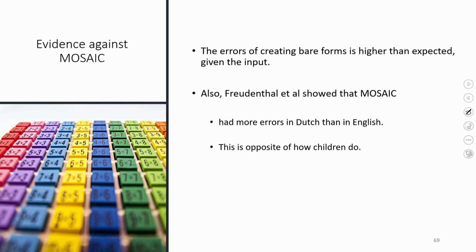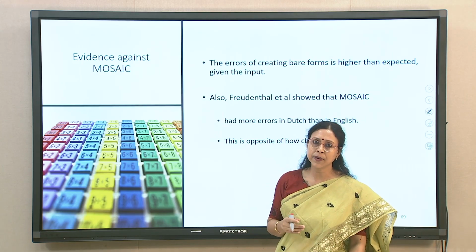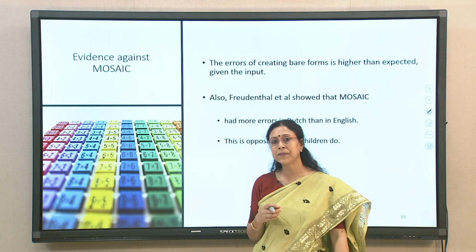Makes sense, but then there is some evidence against Mosaic also. Evidence as in, there are some cases where Mosaic could not answer the questions that arose. One was that the error of creating a bare form is higher than expected given the input, because this model is based on comparing the occurrence of words in different formats across context. So, keeping that as a constant, the use of bare forms continues for quite a long time for children.